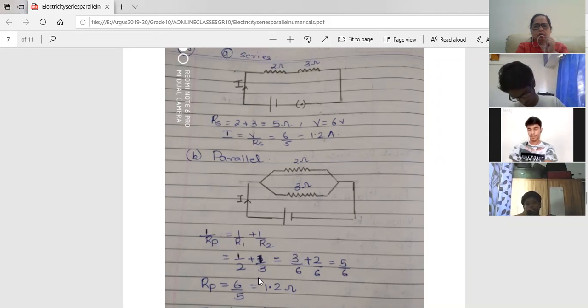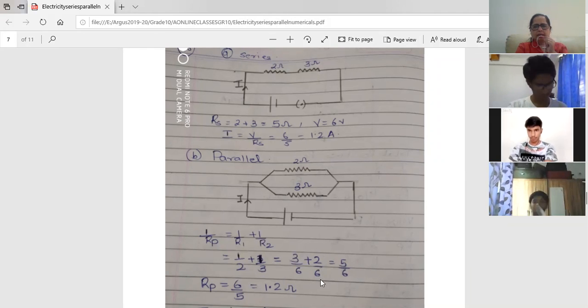So 1 upon Rp will be equal to 1 upon R1 plus 1 upon R2. So 1 upon 2 plus 1 upon 3. So the LCM is 6. So 5 upon 6. So this is not the answer. Rp will be 6 upon 5. So 1.2 ohms, right? And now Dhruv already gave me the answer for current.